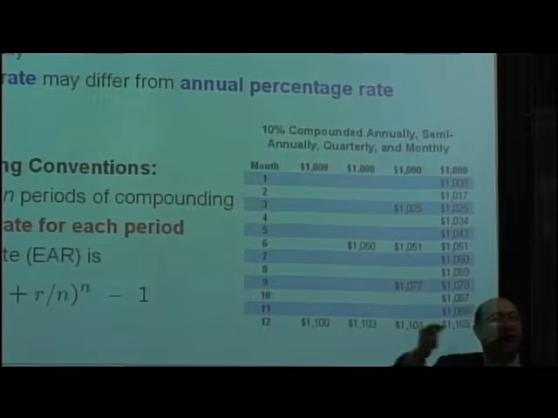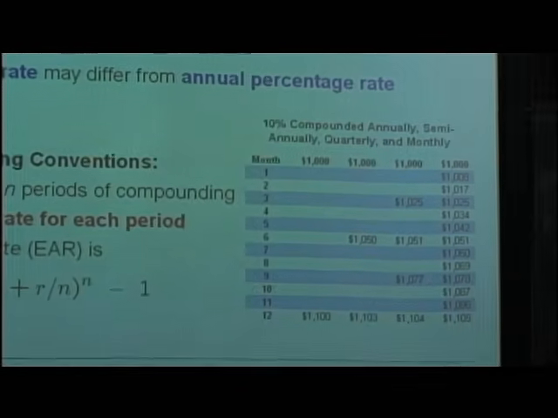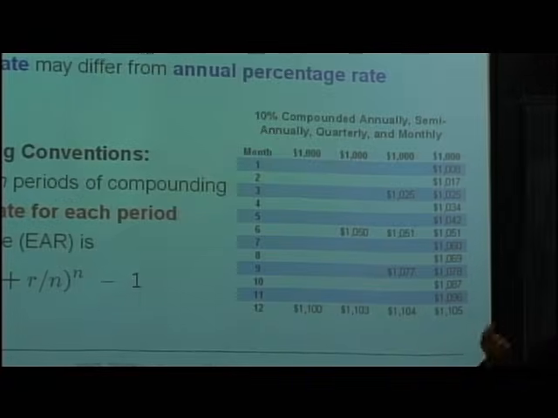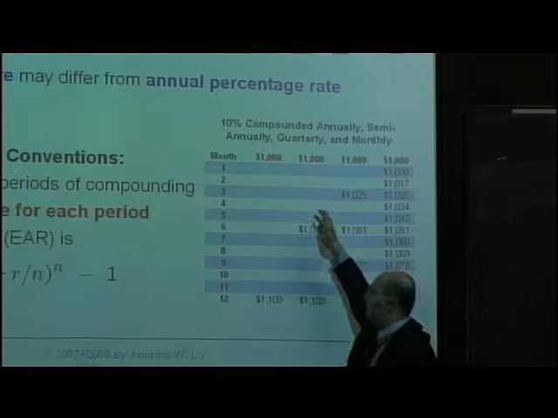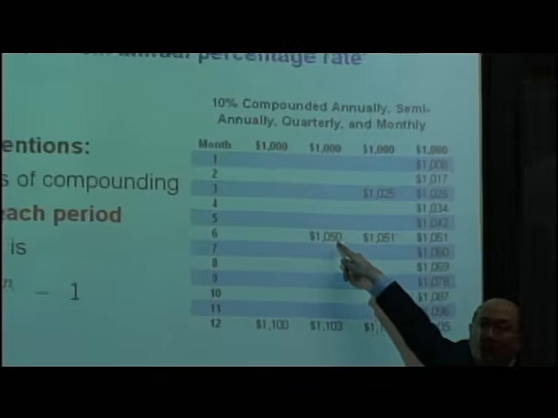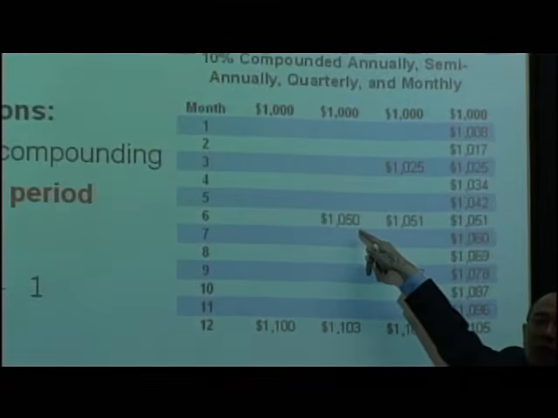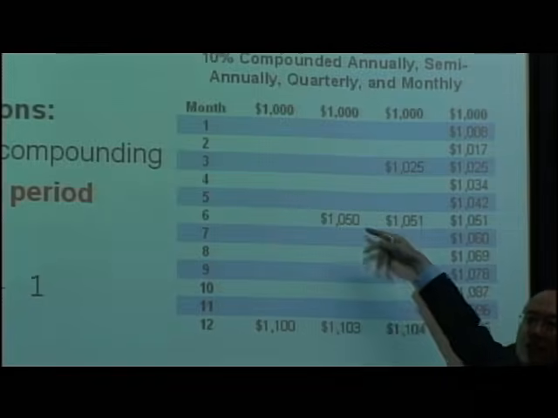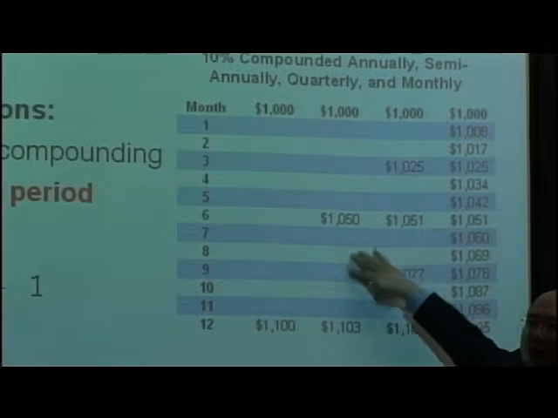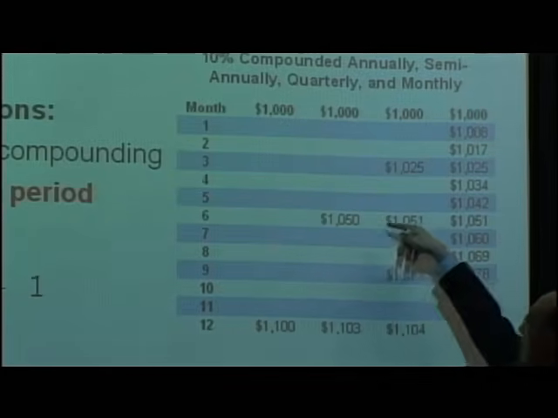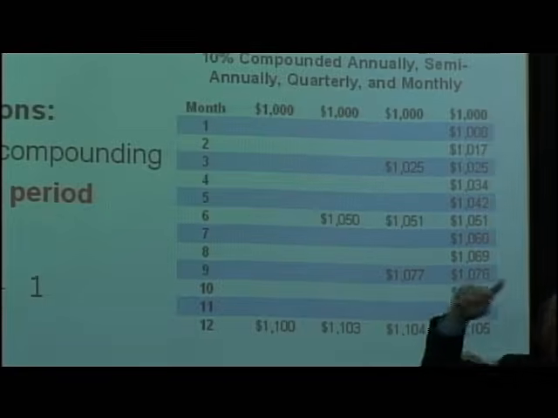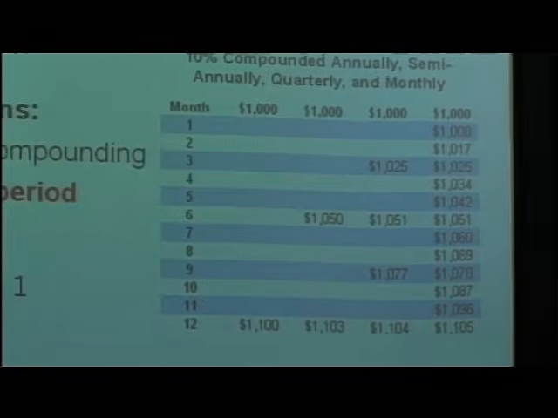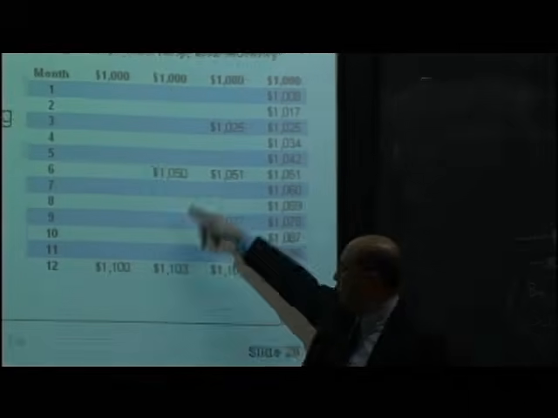If you compound twice a year, which is what the old banks used to do because they didn't have calculators in those days and it was kind of hard to compute these numbers, you would get credit for the interest, and then you would get interest on that interest as well as on the original deposit or principal. Then that turns into $1,103. So being able to compound more frequently gives you an additional bonus, right?